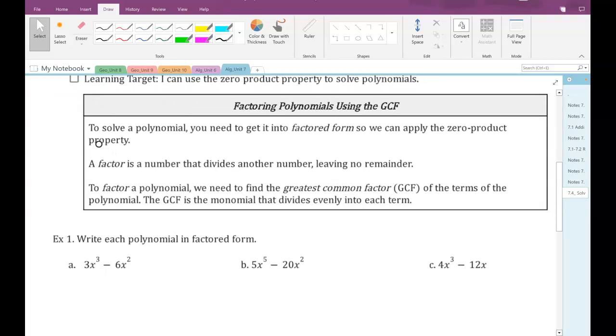So in the box here, all these terms, stuff we've already mentioned. To solve a polynomial, you have to get it into factored form. Factored form is where we have our greatest common factor out in front. It'll kind of look like your GCF is here, you'll have parentheses, and you'll have some blanks to fill inside of your parentheses. That's what factored form looks like.